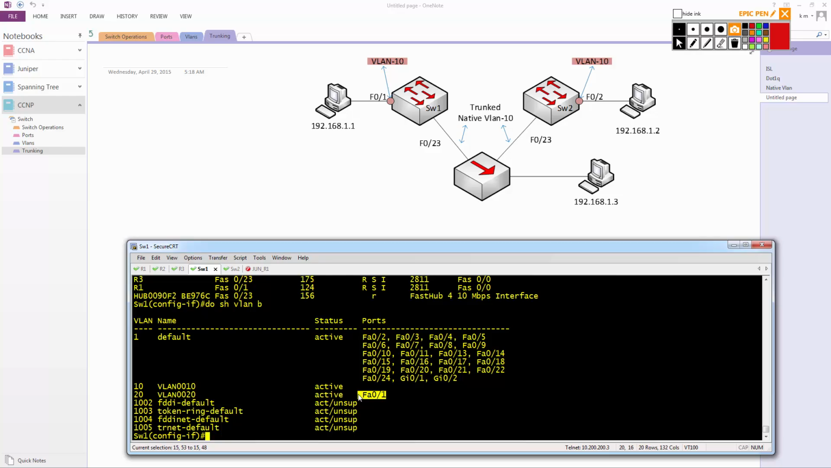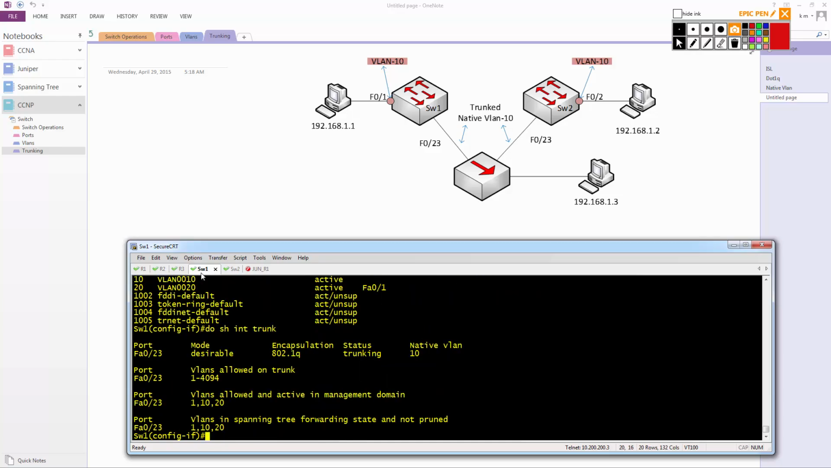And FA0/1, which is going to PC1, we are connected into VLAN 20. Alright, so now let's take a look at our trunk. Do show interface trunk. We are trunked on our side, and notice that we're doing 802.1Q. Notice that we are doing it for VLAN 10 and 20. And notice that we are in trunking status, and also notice that native VLAN is VLAN 10.